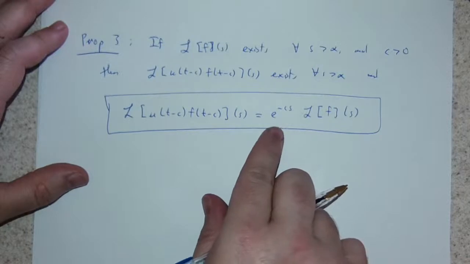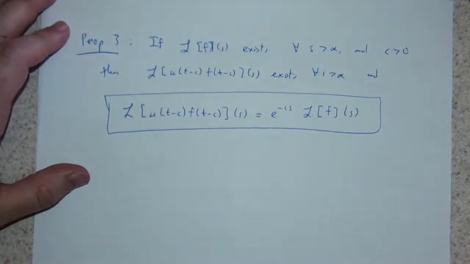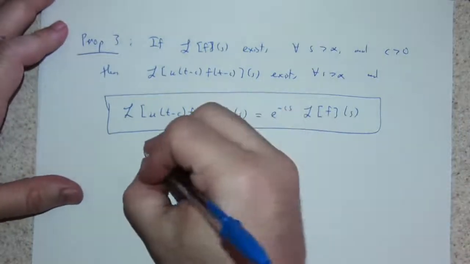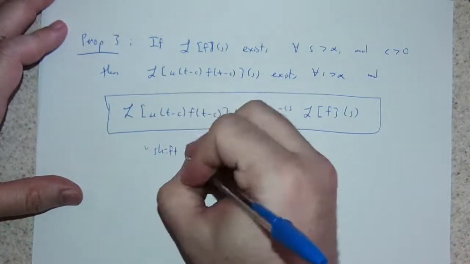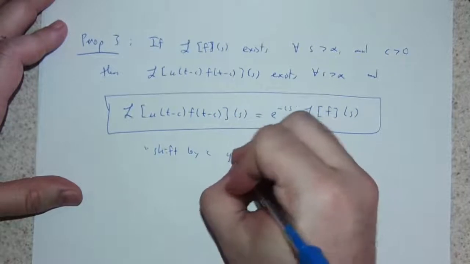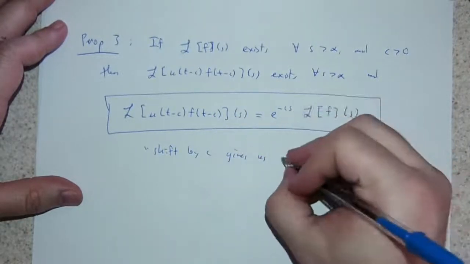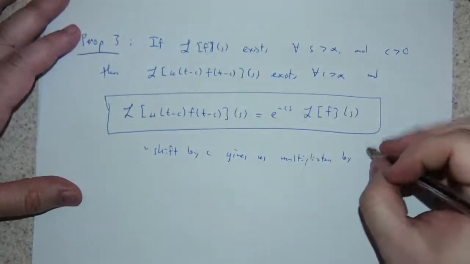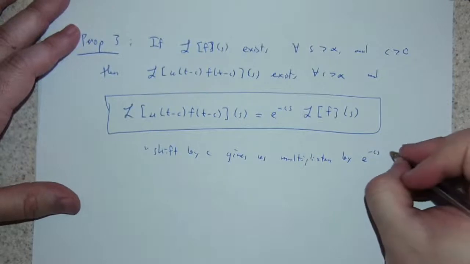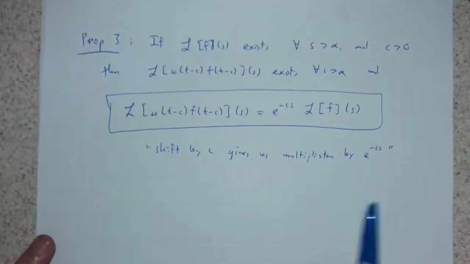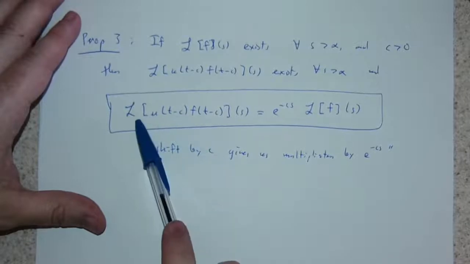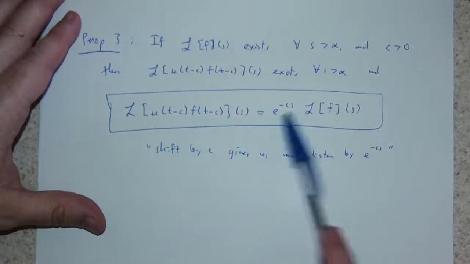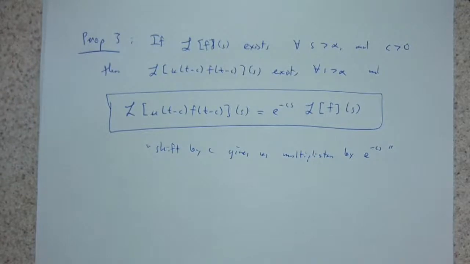And this translates into a multiplication by e to the minus cs, right? So this is kind of the way of thinking about it here. So shift or translation by c gives us multiplication by e to the minus cs. You don't have to necessarily think about it like that. It's that a shift by c in the Laplace transform gives multiplication of the Laplace transform by an exponential.